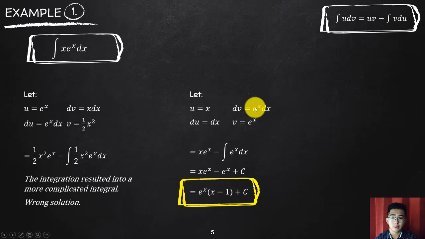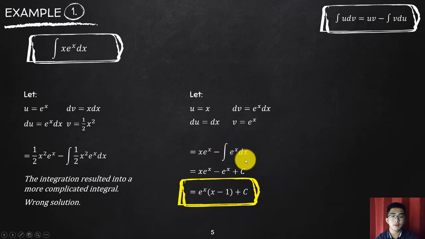However, let's try another solution. This time we let u be equal to x, and dv be equal to e raised to x dx. Solving for du, differentiating u, we get dx. Solving for v, integrating dv, the integral of e raised to x dx is simply e raised to x. So we now have u, du, dv, and v. Simply inputting them into the formula, what will happen? U dv, that is x times e raised to x, minus the integral of v du, that is e raised to x dx.